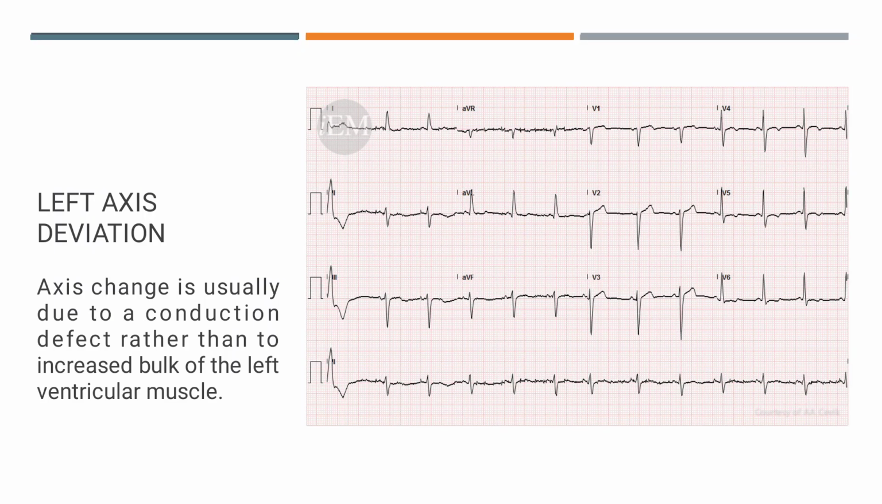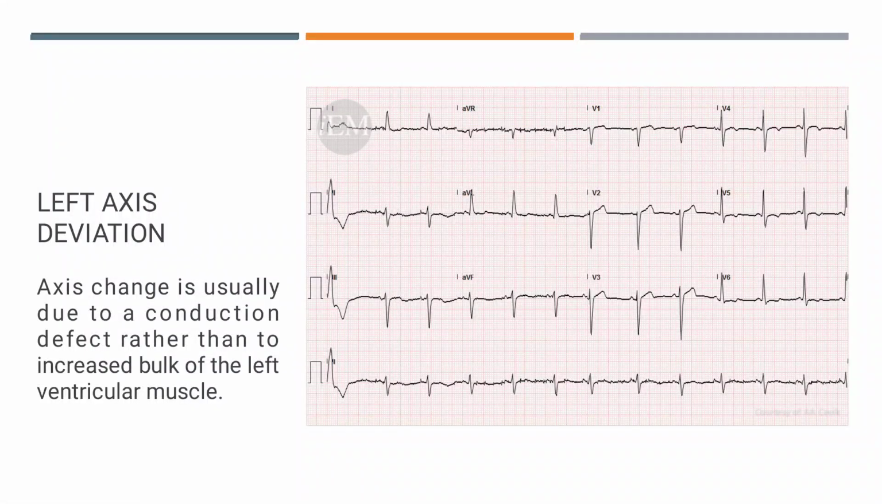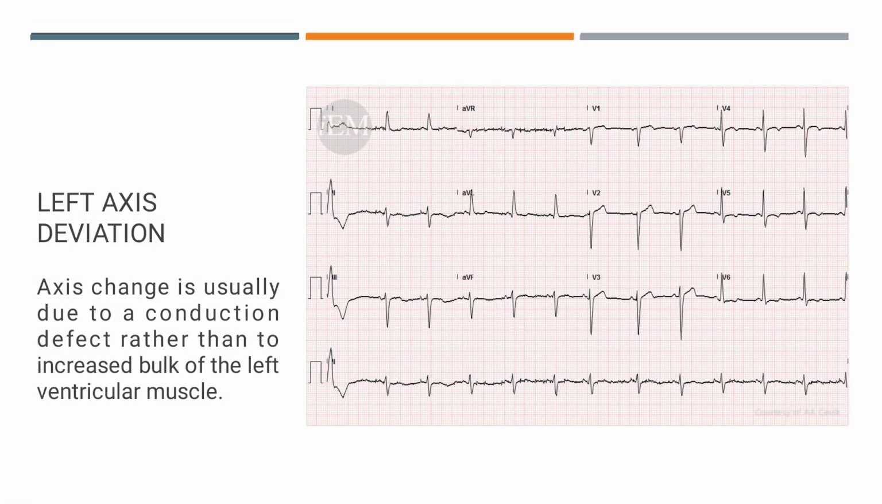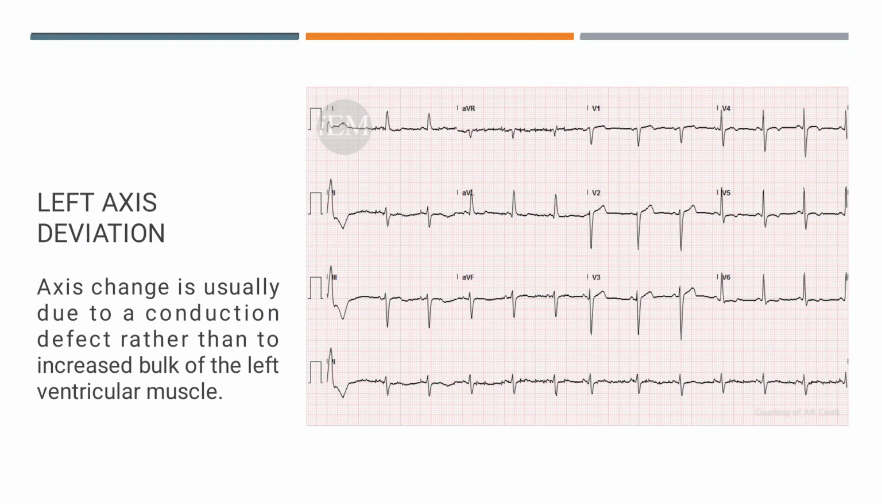Coming to left axis deviation. Which leads will you have to see? Leads 1, 2, and 3. Again, if you get negative polarity in lead 2 and 3, that means if you are getting downward waves in lead 2 and lead 3, it is called left axis deviation.